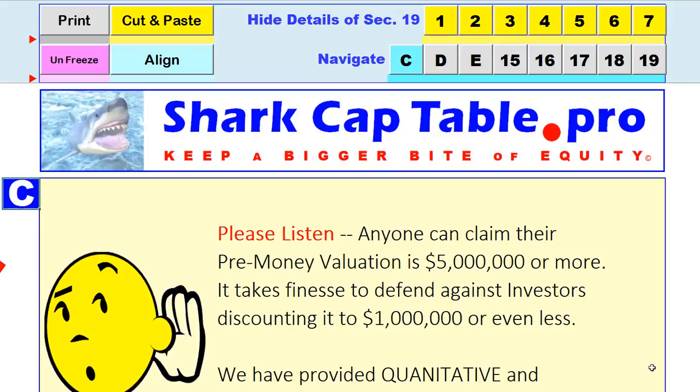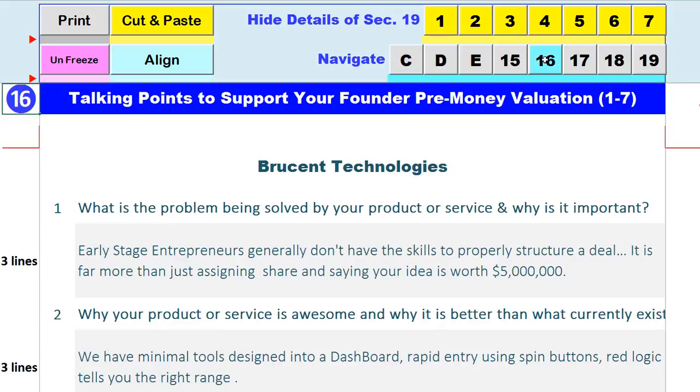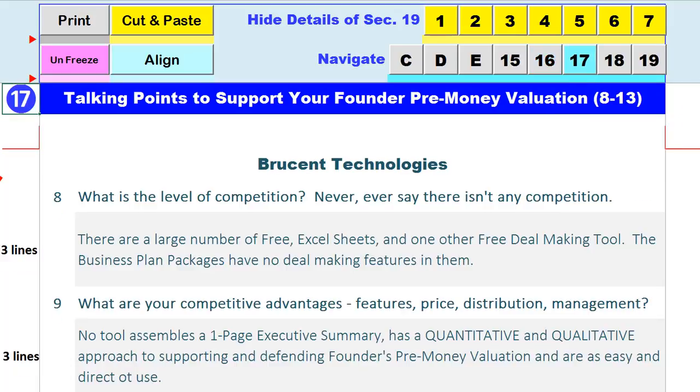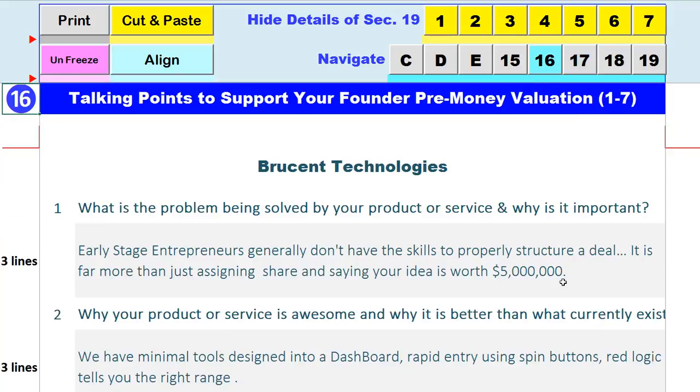I'm going to show you by clicking on number 16 how we're going to structure talking points to support your founder pre-money valuation. There are 7 of the questions. If we go to 17, the very next one, another 5 of them. So let's go back to 16 and discuss this quickly.